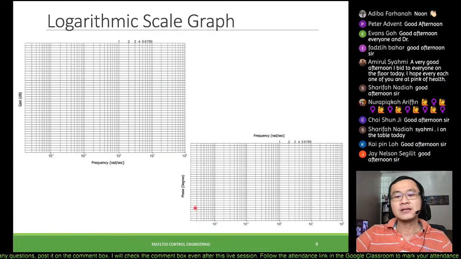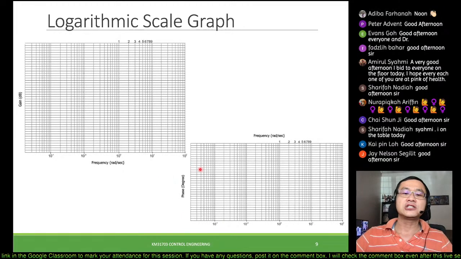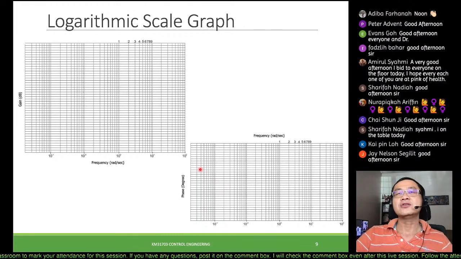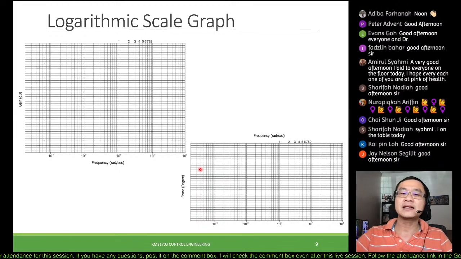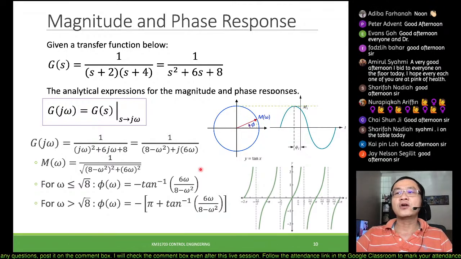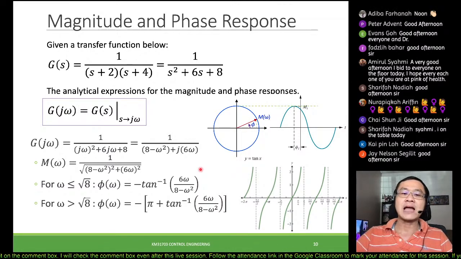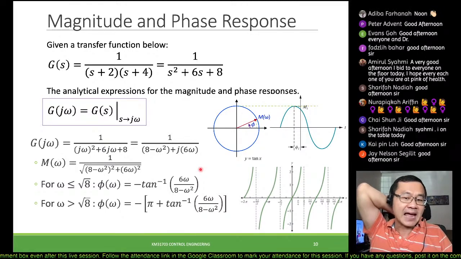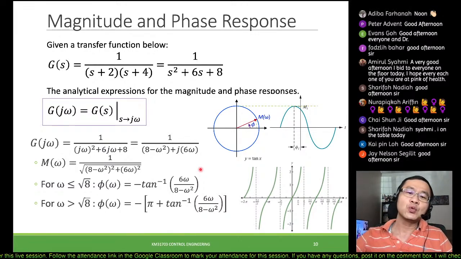Same thing for the so-called phase plot. We will have the frequency change from low to high, and we want to see how the phase angle actually changes, and how we can use or interpret it later on. So first things first, in order for us to plot it easily, we have to understand how it works.